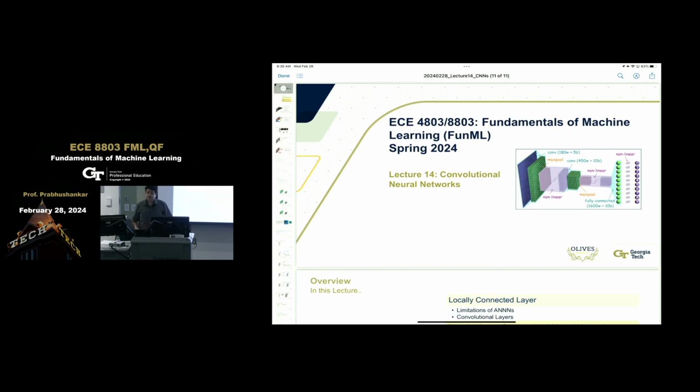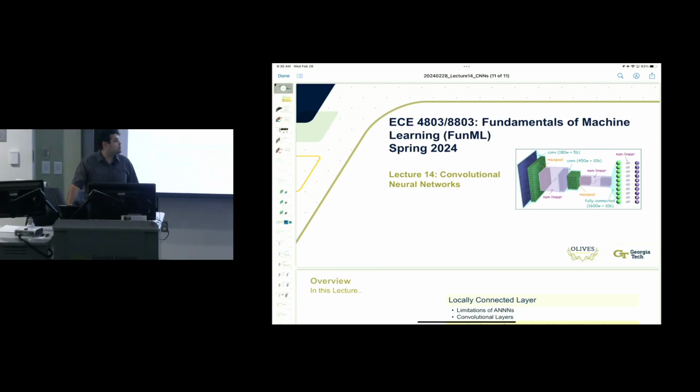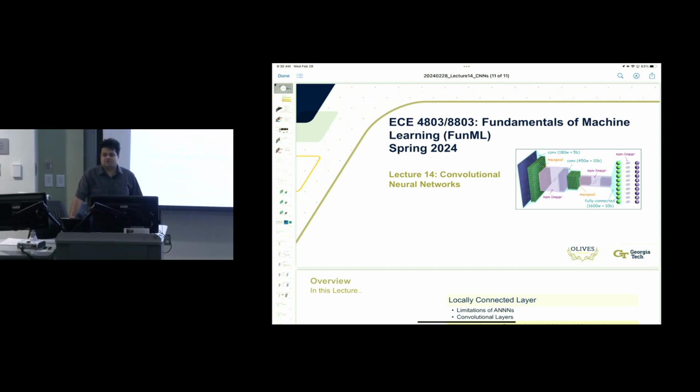All right, good morning. So today is going to be lecture number 14, and we'll start off with a variation of artificial neural networks, or maybe an evolution of artificial neural networks, at least for vision, which is called convolutional neural networks. Before that, I just have one thing to address about the project.